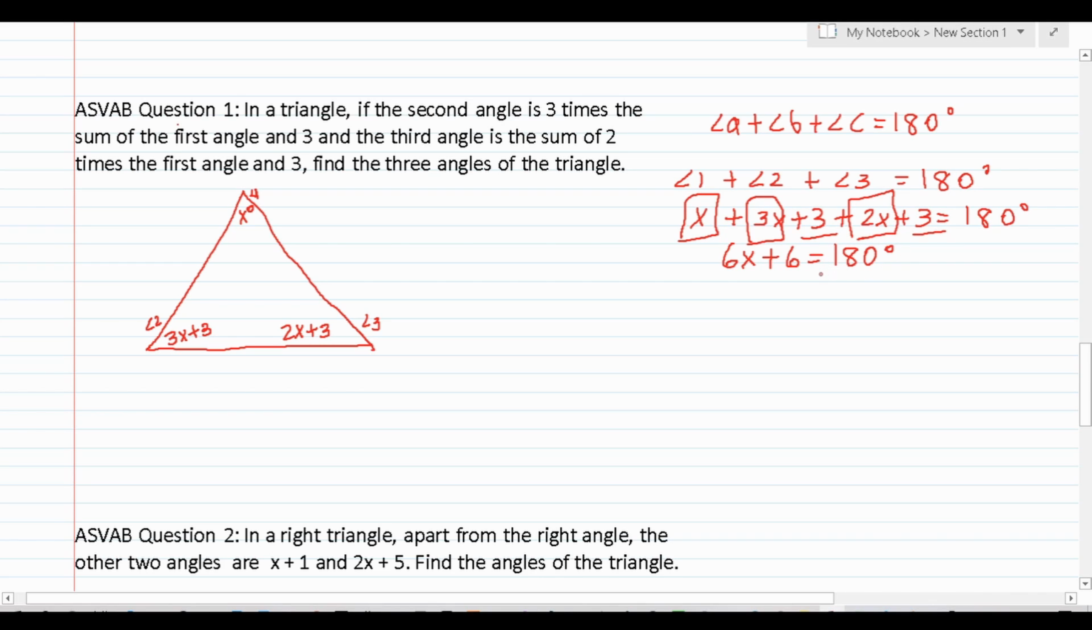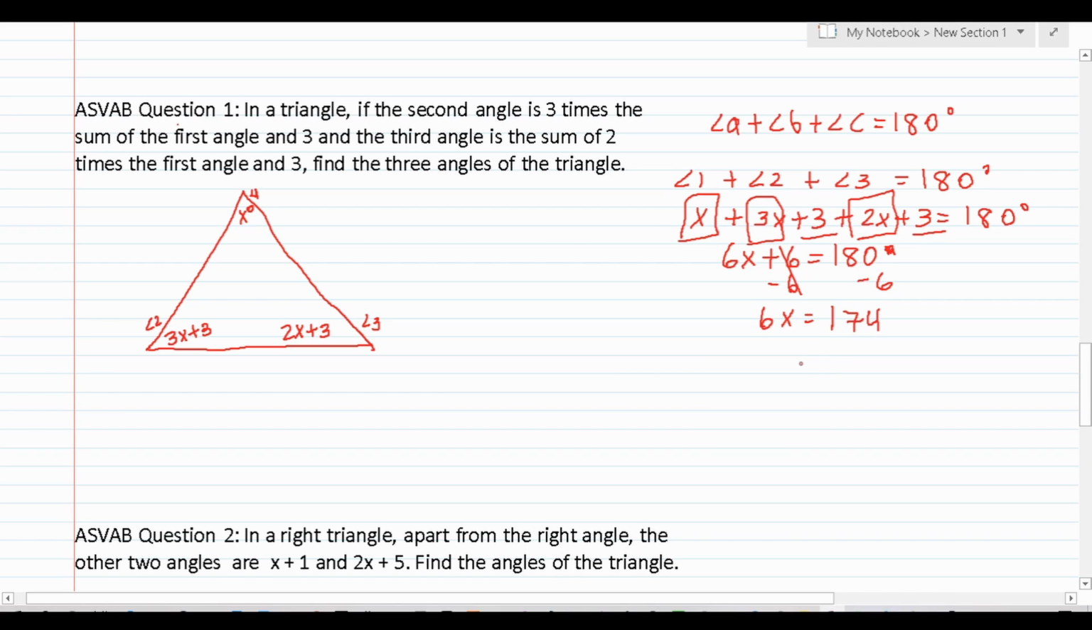At this point, it should be clear that we're trying to solve for x itself. And in order to do so, our next step is going to require us to subtract 6 from both sides. This is going to cross out, leaving you with 6x equals 180 minus 6. And you can drop this angle symbol there if you want. 180 minus 6, we should be able to do in our head. That's going to be 174.